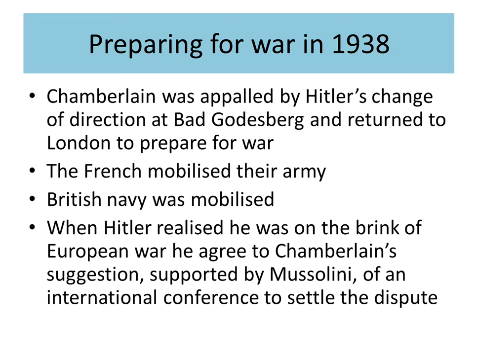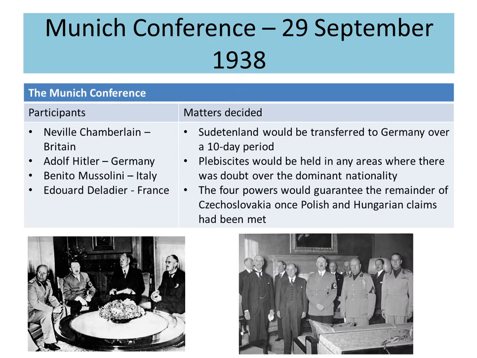He agreed to a suggestion supported by and proposed in many ways by Mussolini of an international conference to settle this dispute. And this international conference will become the very, very famous Munich Conference. The Munich Conference is known for appeasement. Appeasement, of course, we've repeated this now, means giving in to Hitler in order to ensure that war is avoided.